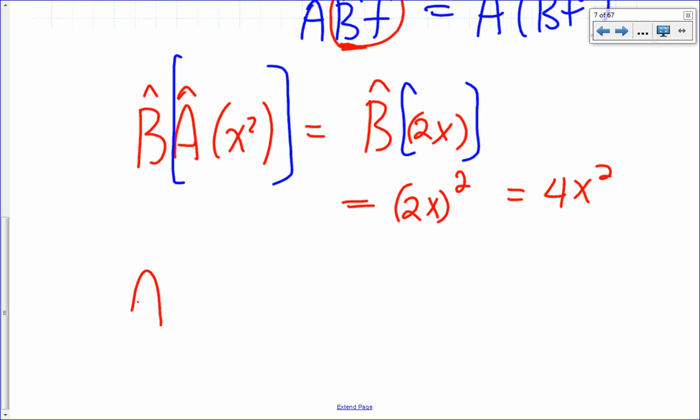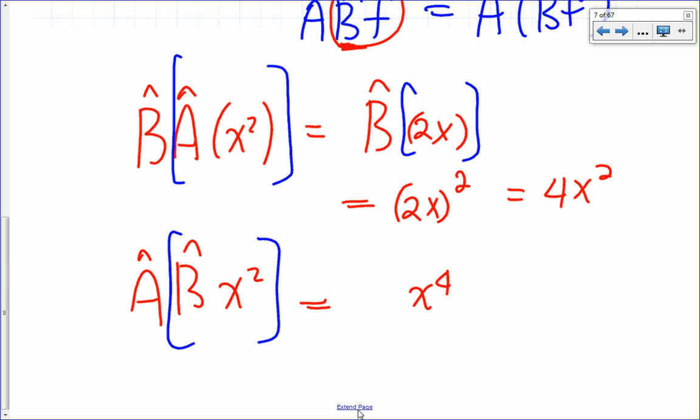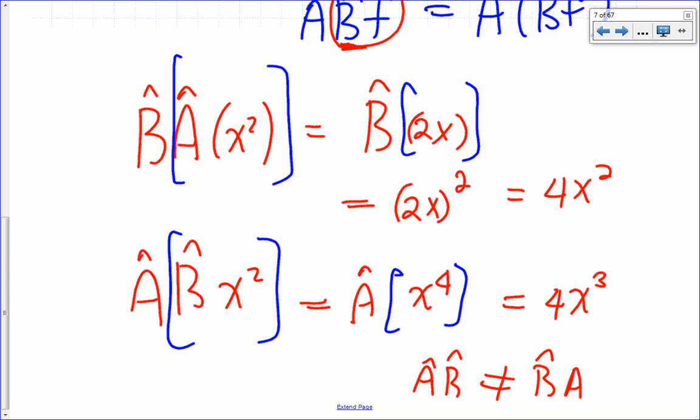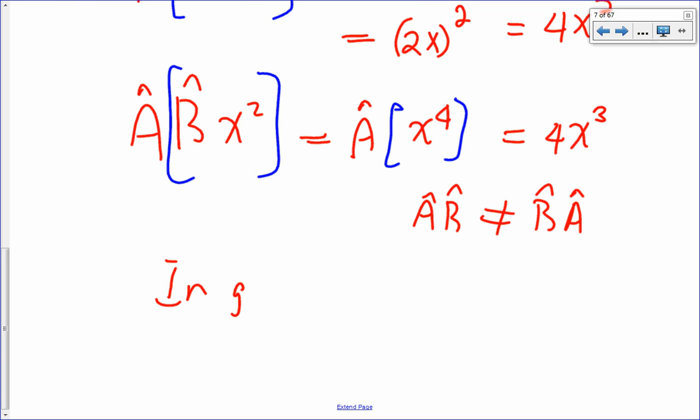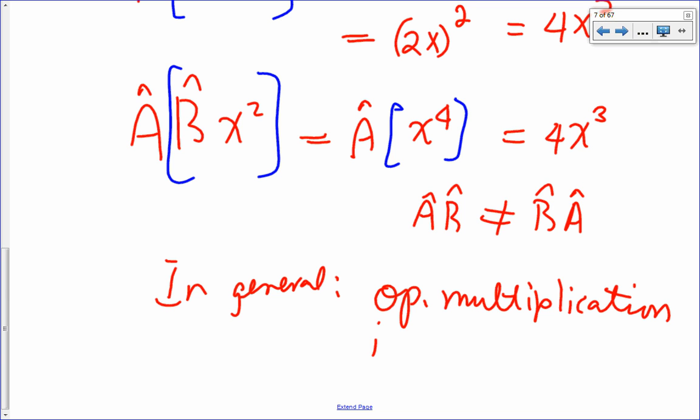What if I do A hat B hat on x squared? Do I get the same result? So apply B first, right? So what's the result if I do that? What is B applied on x squared? That's x to the 4th. So now I'm going to apply A hat on x to the 4th, and that will give me 4x cubed, right? So that means A hat B hat is not the same as B hat A hat. In general, we say operators do not commute. Operator multiplication is not commutative.